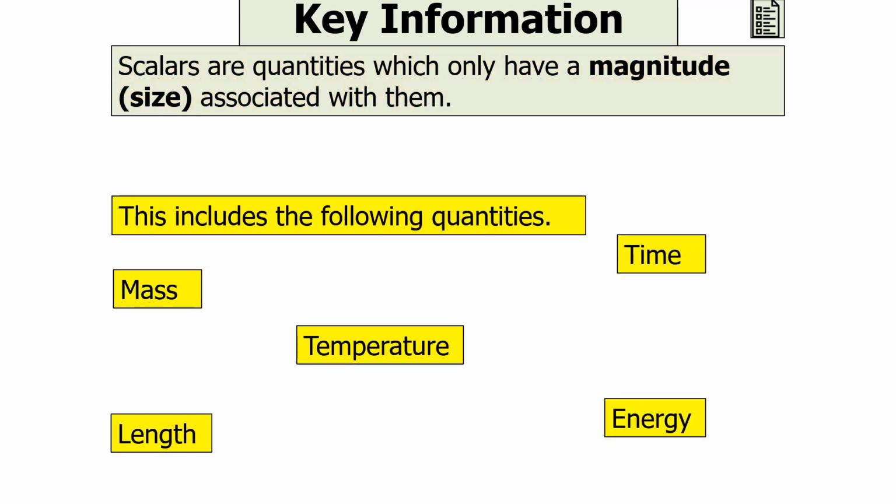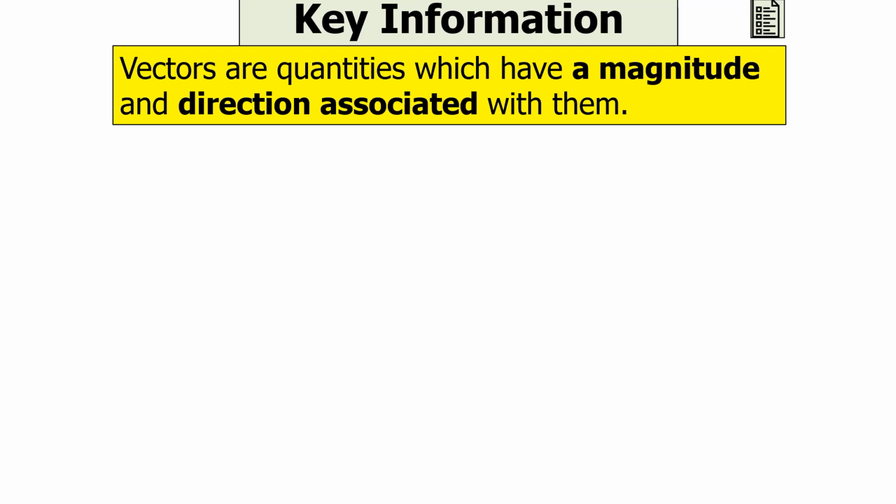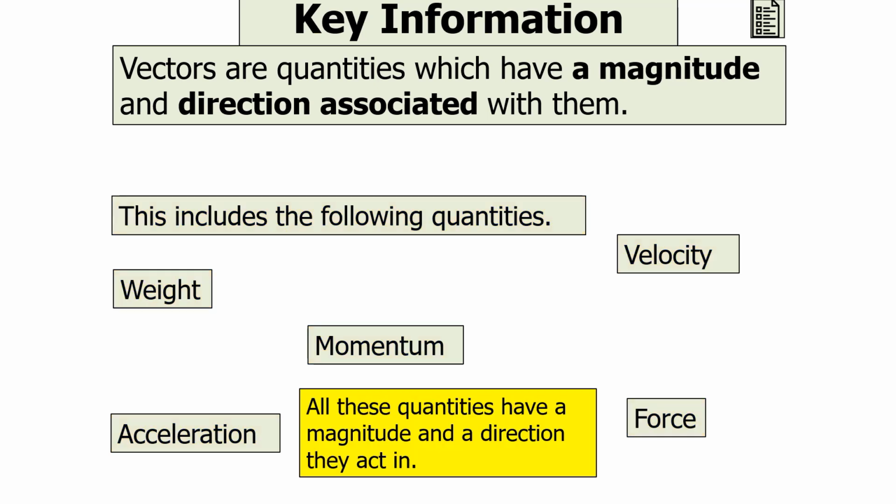So this includes quantities like mass and temperature and length and time and energy. Now all these quantities have a magnitude, but they do not have a direction that they act in, they just exist. Now vectors are quantities which have a magnitude and a direction associated with them. So this includes quantities like weight, momentum, acceleration, force and velocity. Now all of these quantities have both a magnitude and a direction with which they act in.